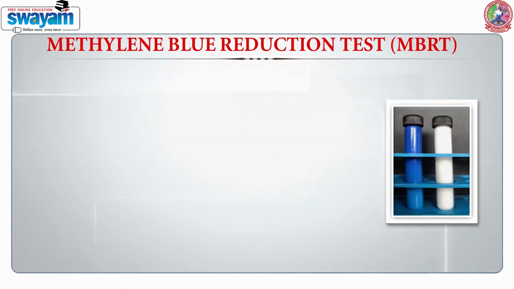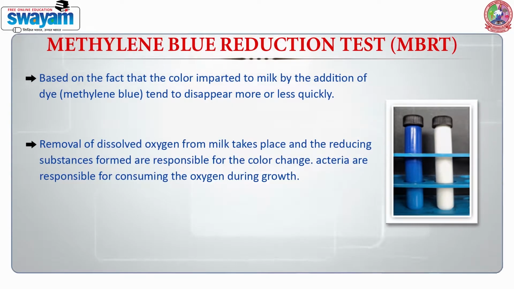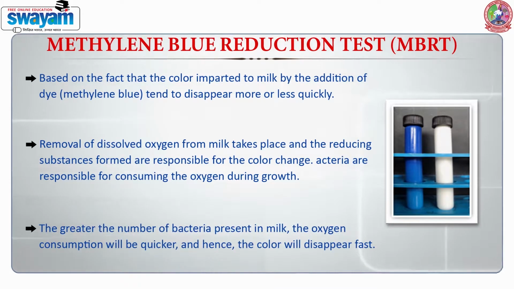The methylene blue reduction test is based on the fact that the color imparted to milk by addition of dye, that is methylene blue, tends to disappear more or less quickly. During bacterial metabolism, removal of dissolved oxygen from milk takes place and the reducing substances formed are responsible for the color change. Bacteria that are mostly aerobic in nature are responsible for consuming the oxygen during growth. Here, it is assumed that the greater the number of bacteria present in milk, the quicker the oxygen consumption and hence the color will disappear fast.